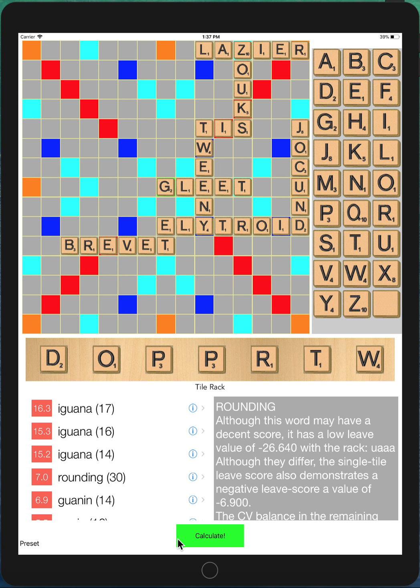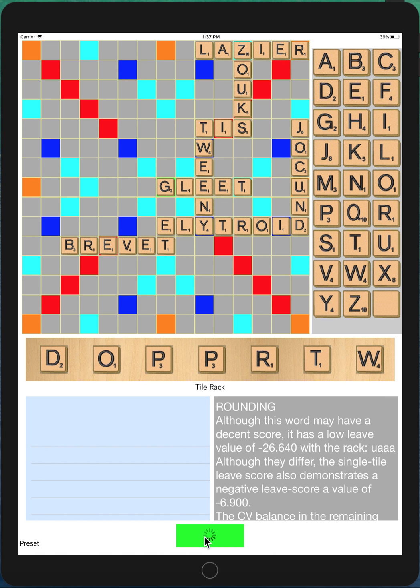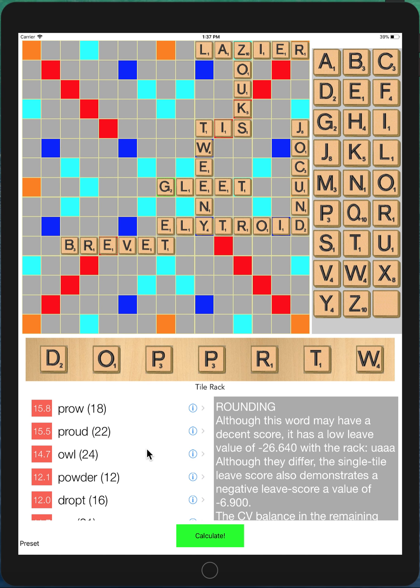If we look at some of the other presets that we've been examining in class, I've been working pretty hard to make it go a little faster, so hopefully it'll calculate decently fast. Just like in class, owl is the top scoring word, but prow has the overall score being the best, just like with Quackle.